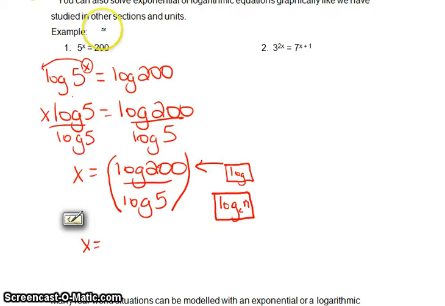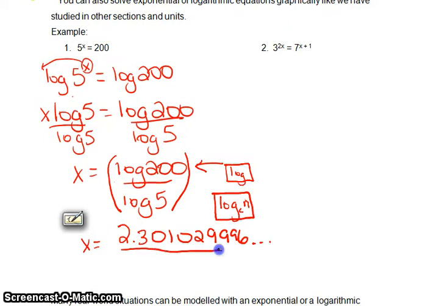And then if you guys want to see each individual value, I can surely put them in so you can see what you get in your calculator. If you put log of 200 in, you should get 2.3010299996, and it goes on. It's a repeating decimal there, okay? And then for your denominator, the log of 5, that is equal to 0.6984700, and it goes on.